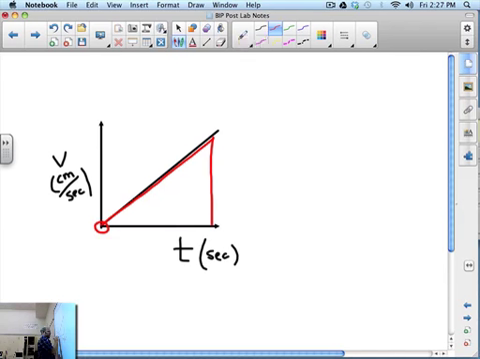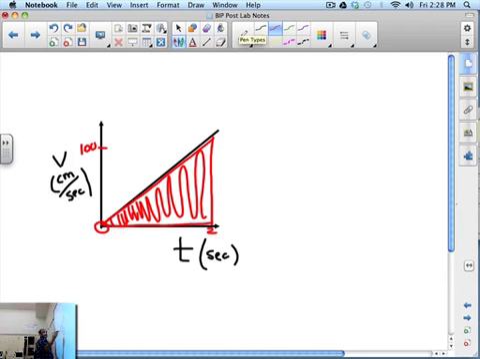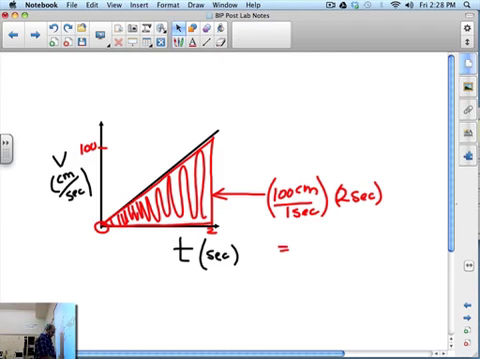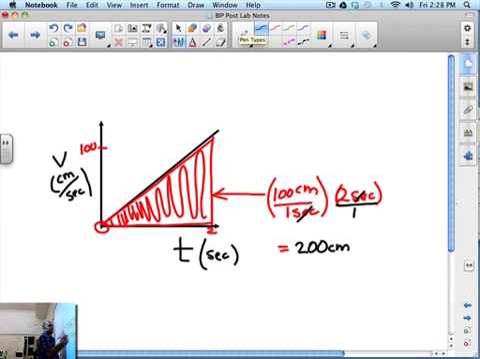I wonder what the area under your velocity graph means. Well, make up some numbers here. I'll make this 2 seconds, 100 centimeters per second. So to calculate this area, you would simply take 100 centimeters per 1 second, multiply by 2 seconds, and you would get, what, 200? And the seconds cancel. So you're left with 200 centimeters.